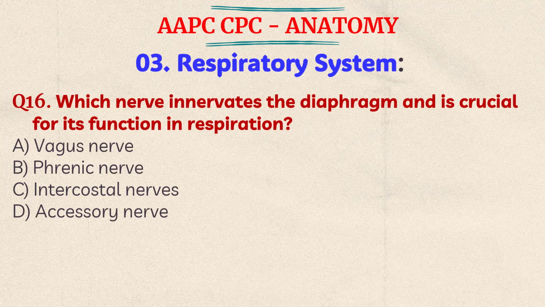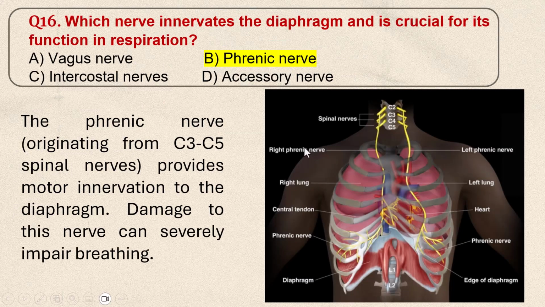Question number 16. Which nerve innervates the diaphragm and is crucial for its function in respiration? A. Vagus nerve, B. Phrenic nerve, C. Intercostal nerves, D. Accessory nerve. Think the answer. The correct answer is B.